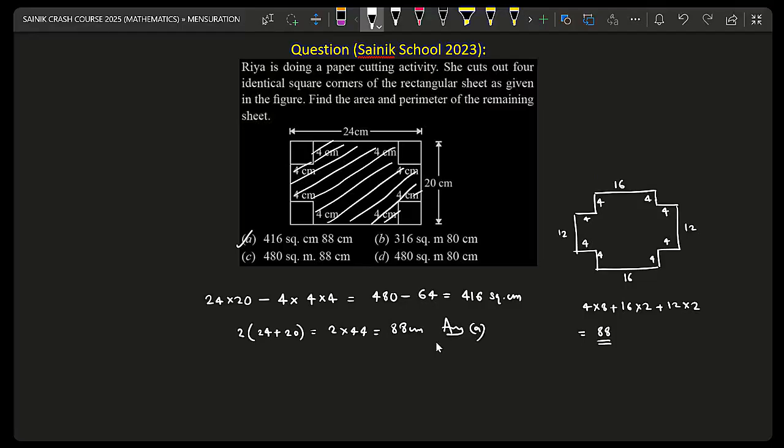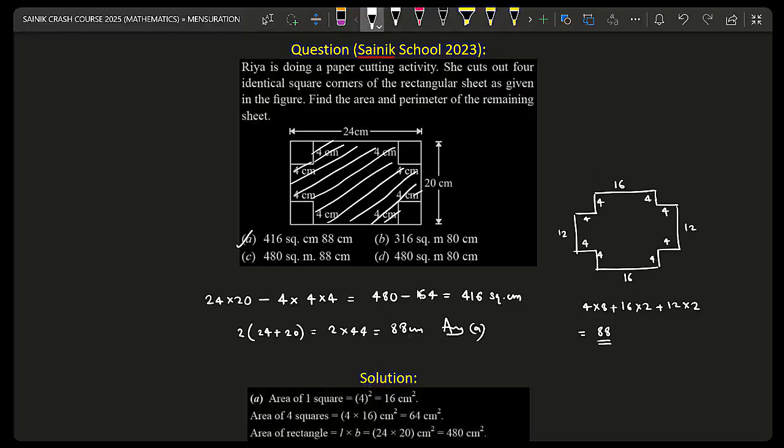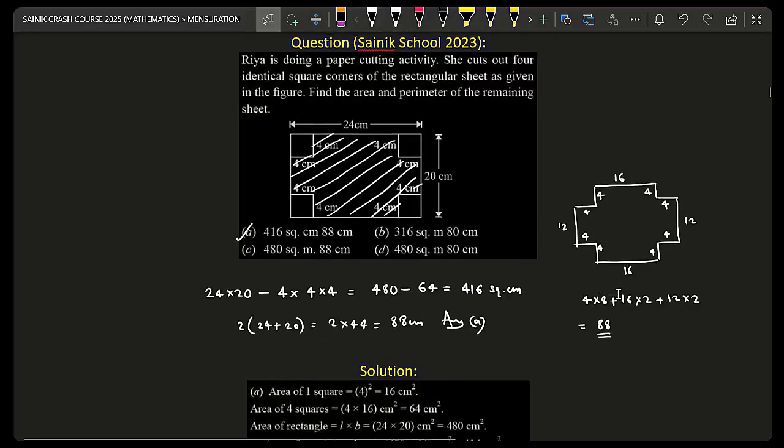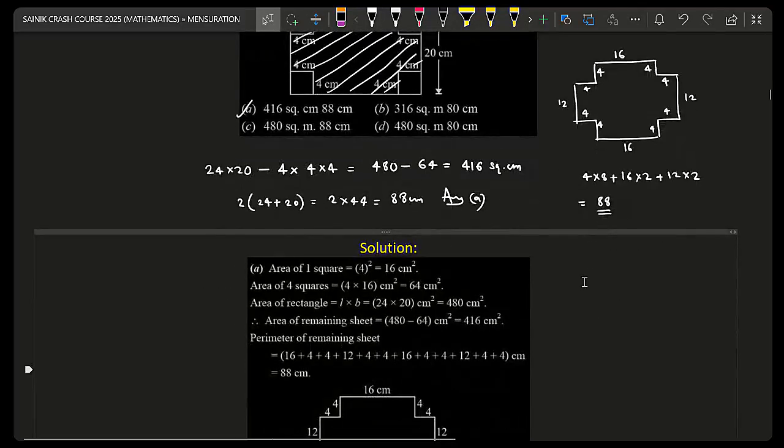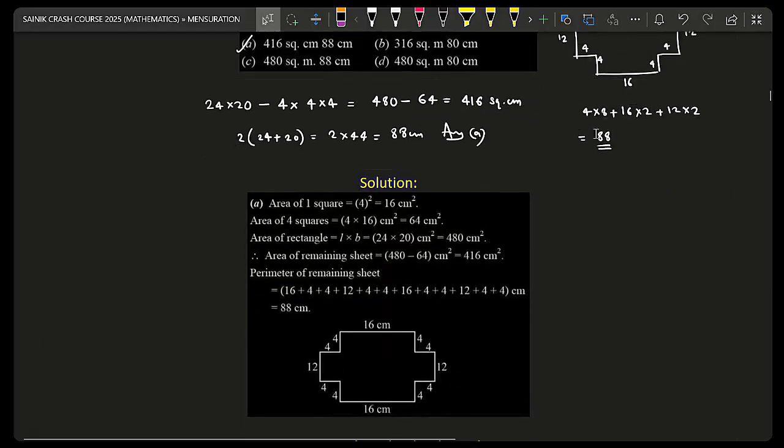So to find the perimeter of such figures, don't depend on all the parts inside. Establish a relation between the original perimeter and the perimeter of the figure that is left. In this case, they are the same. That's why we got 88 centimeters. So the answer we got is area 416 and the perimeter is 88. In the textual solution, they use the second method of using all the parts inside and adding, and they get 88. But no need of doing that. You can say the perimeter of the rectangle is 88 centimeters.